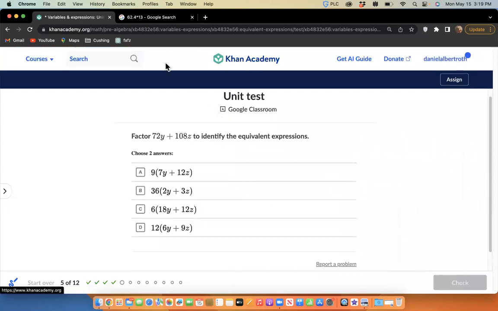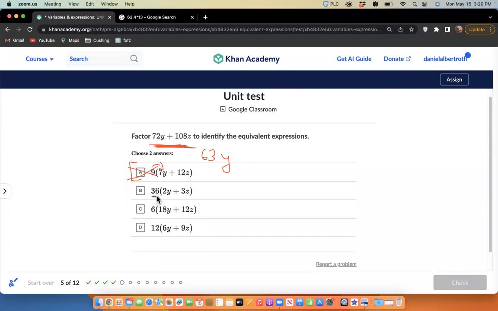All right. This question says factor 72y plus 108z to identify the equivalent expressions. Okay, so these are all kind of different factored versions. There's 4 versions, and I got to figure out which ones are equivalent. So I'm actually not even going to factor it. I'm just going to distribute my answer choices. So for A, I'm going to check, does this match 72y plus 108z? 9 times 7 is 63, so I'm going to get 63y. So I can already cross out this one here since it doesn't equal 72. So let's try the next one.